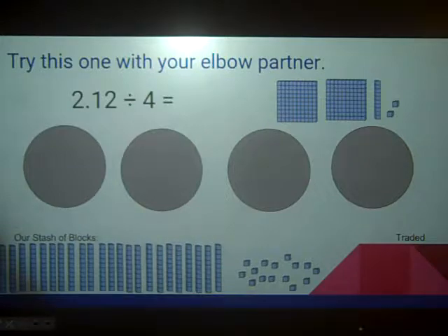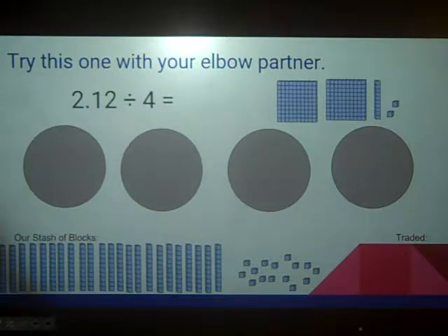Is there anything I can break up into 4 without changing anything right now? No, there isn't, right? Hundredth, I only have 2 hundredths, that won't work. I got 1 tenth, that won't work. I've got 2 wholes, that won't work. So what am I going to trade first? What can I do first?